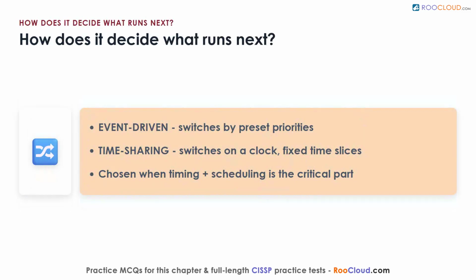How does a real-time system decide what to run next? It uses one of 2 switching styles. An event-driven system jumps between tasks based on preset priorities, so the most urgent job wins. A time-sharing system switches on a clock, giving each task a fixed slice of time. You choose one when timing and scheduling are the single most critical part of the job. Picture a traffic controller who either reacts to whichever emergency is loudest or works a strict rotation.